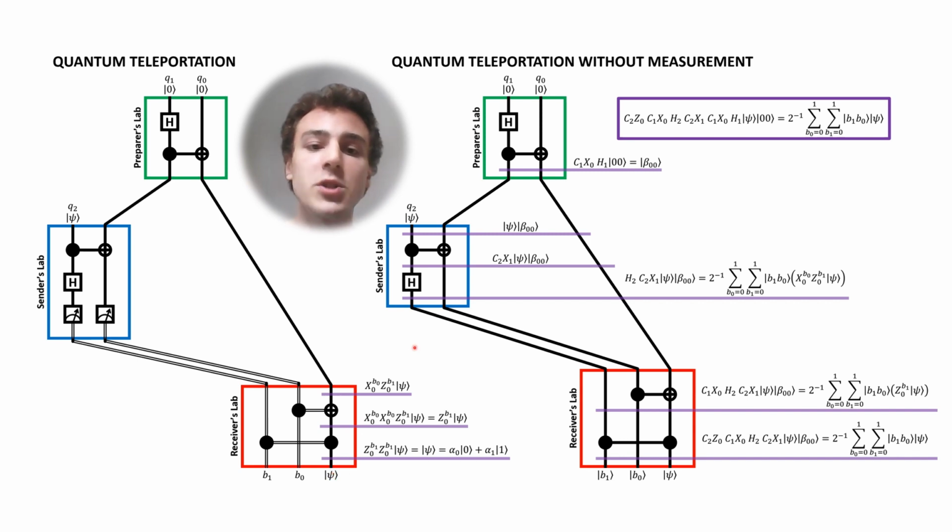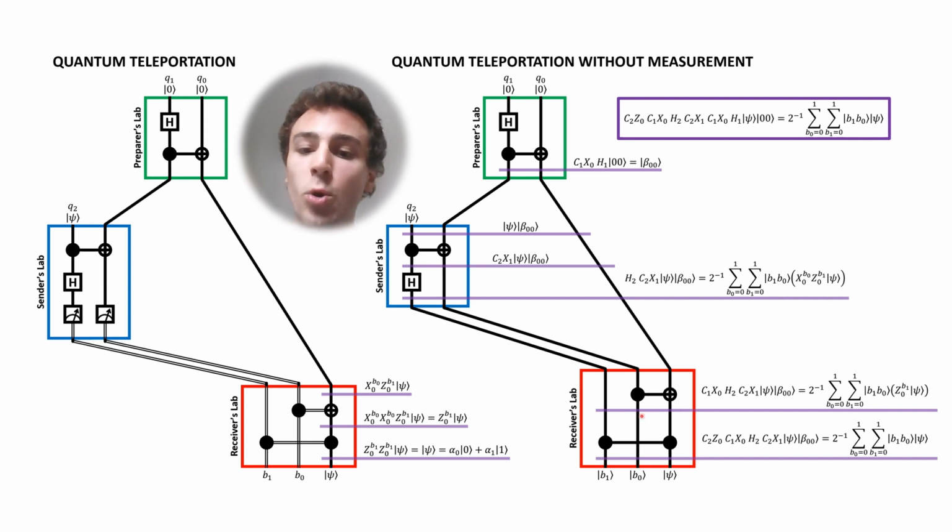But if we go over to the right, we no longer have any classical bits. We have replaced this 2-bit classical channel with a 2-qubit quantum channel. Now we have 2 qubits that are being sent through a quantum channel from the sender's lab to the receiver's lab. And in the receiving subroutine, we no longer have classically controlled gates. These are quantum gates now.